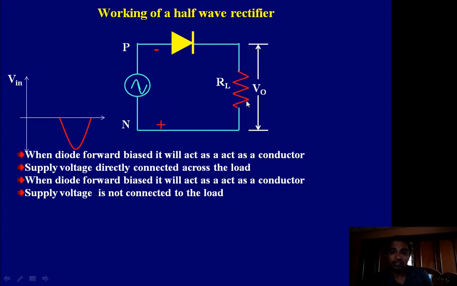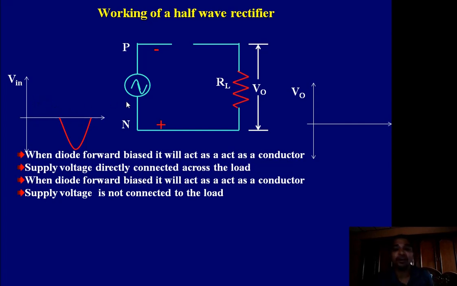The positive potential is applied to the cathode of the diode, and the negative potential is applied to the anode of this diode. It is in reverse bias mode, which means it is open circuited. So the circuit is open, and you cannot get the output voltage, right? So it is zero voltage. This is the waveform, this is the zero voltage. That's what a half wave rectifier is.